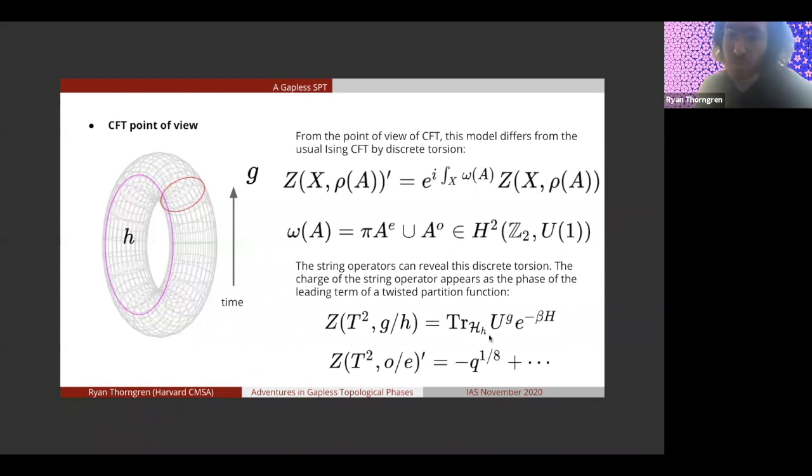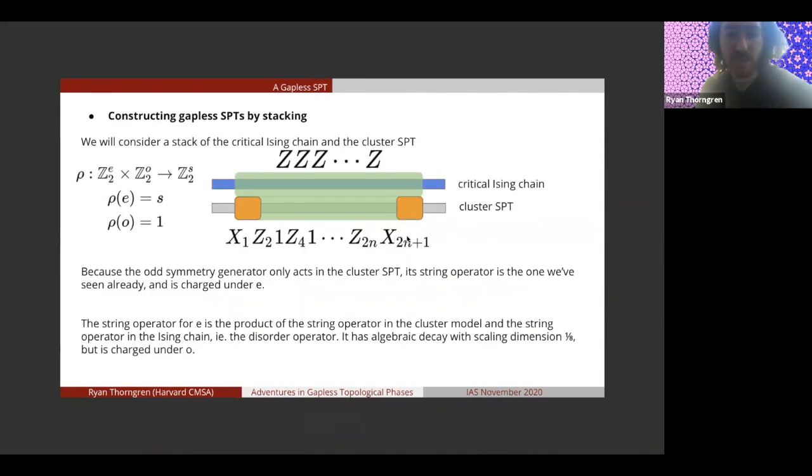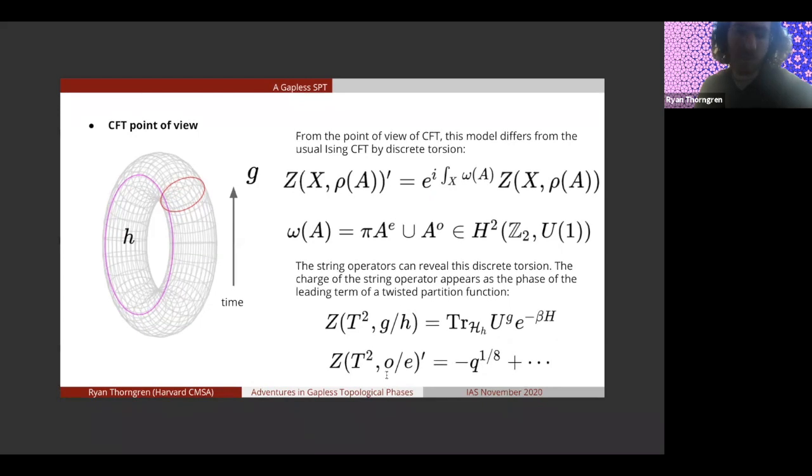And if you set this up appropriately for the problem we have, if you use this even string, right? So for the Z2 even that's acting on both of them, we're going to be computing a particular twisted partition function whose first term, because it's an algebraically decaying string, is not going to be a constant. It's going to be some, here Q is e to the minus beta over L, some exponentially small term. But the important part is there's going to be a minus sign in front, which is the charge. And that minus sign is just coming from this topological term.